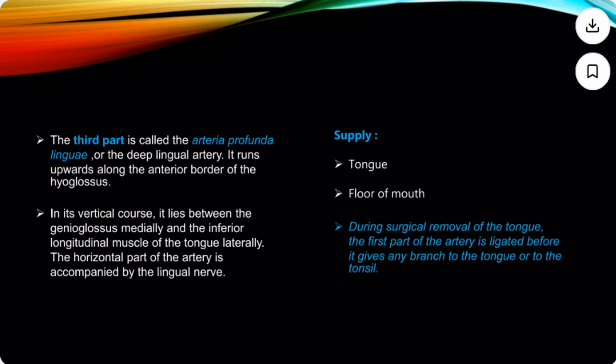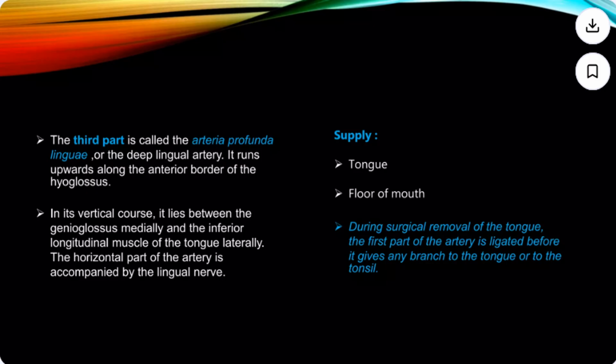The third part is called arteria profunda linguae, or the deep lingual artery. It runs upward along the anterior border of the hyoglossus to enter the tongue. In its vertical course, it lies between the genioglossus medially and the inferior longitudinal muscle of the tongue laterally. So on the medial side we have genioglossus, and on the lateral side we have the longitudinal muscles of the tongue. The horizontal part of the artery is accompanied by the lingual nerve. It supplies the tongue and floor of the mouth.